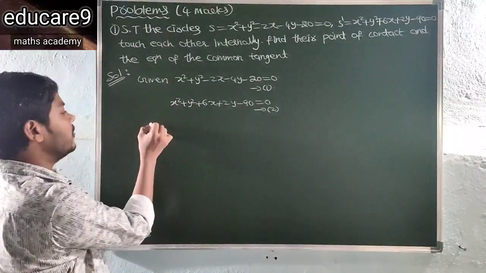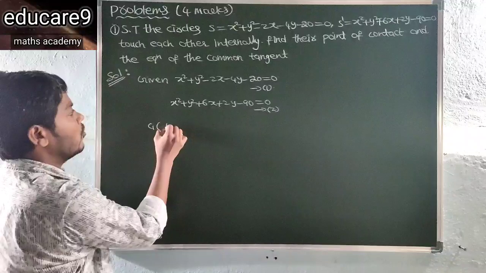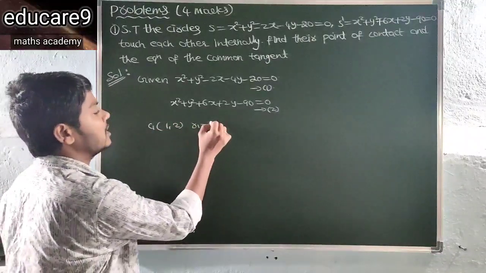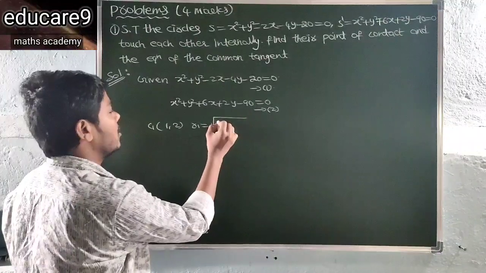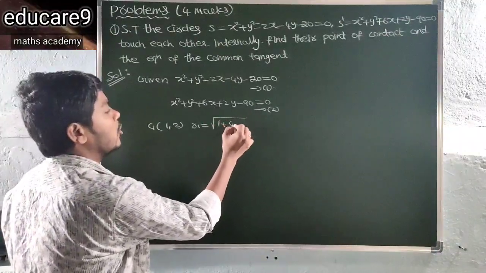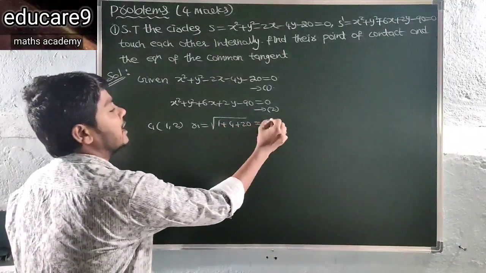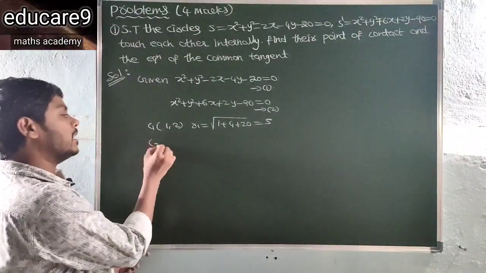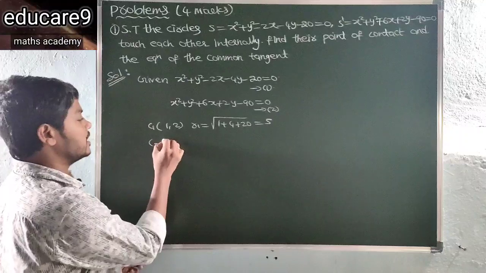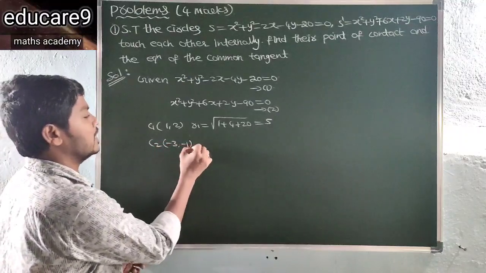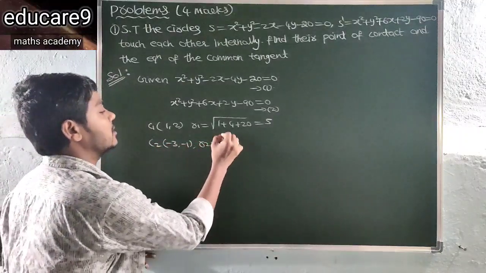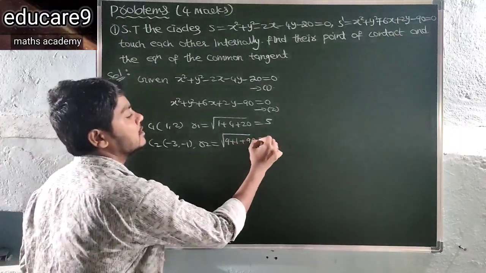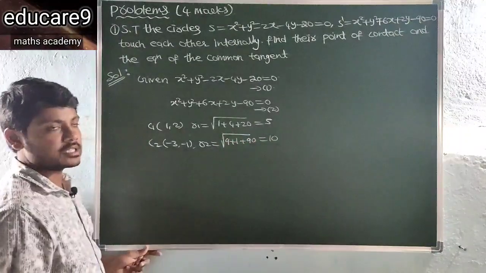So here, the center of the first circle is what? 1, 2. And the radius of the circle is square root of 1 plus 4 plus 20. So clearly the radius of the first circle is 5. Now find the center of the second circle. That is clearly minus 3, minus 1. And the radius of the circle is square root of 9 plus 1 plus 90. So clearly that is 10.